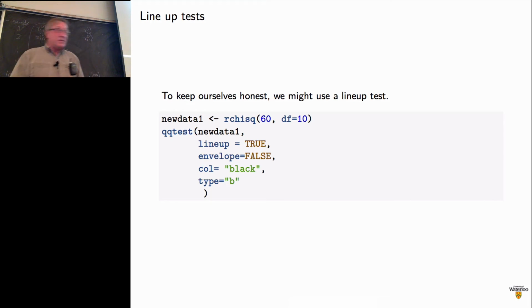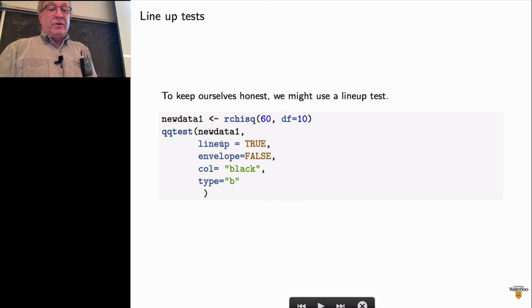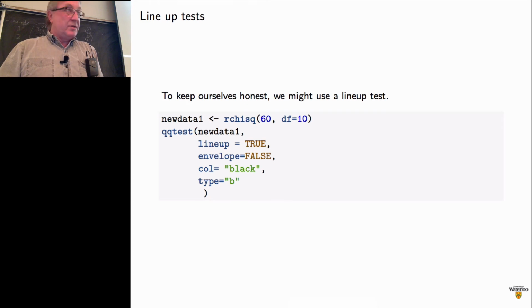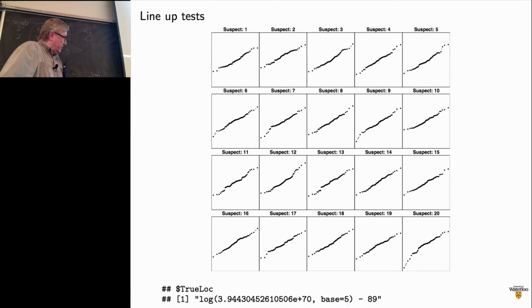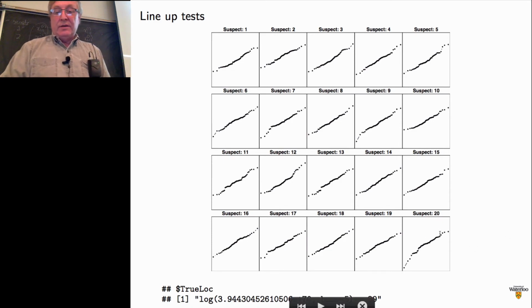So to keep ourselves honest, we could do a lineup test, and that's possible in the QQ test. So you say do a lineup and no envelope, so this is going to look like a regular QQ test. And now you say, okay, the data is one of those. Which one is it? Right? Which would you pick? So I would pick 20, but we've been contaminated because we've already seen the data, so it's a bit of a cheat. But I would pick 20 here as the curvature. I may or may not be right.